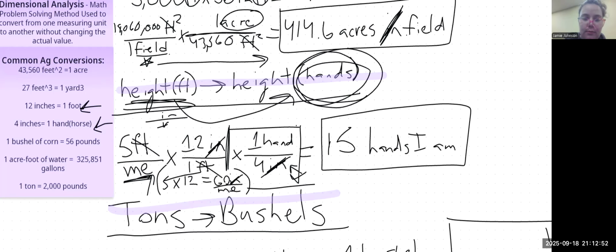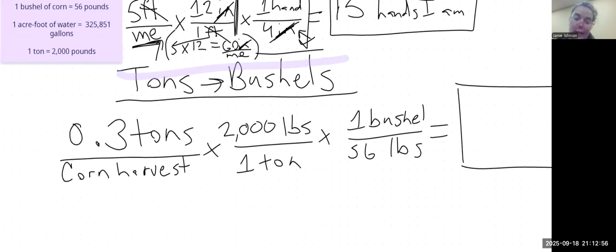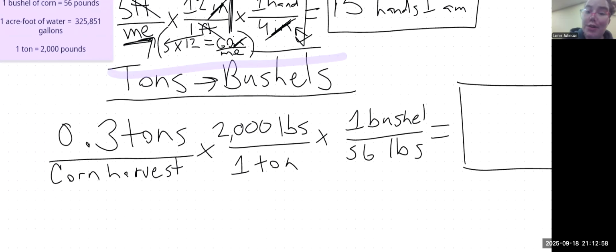So let's talk about tons and bushels, going from tons to bushels of things, because that's also a two-step conversion. This time I will rewrite things. So because I have space down here, it will be a little less haphazard than that last version. So tons to bushels. What do we know?